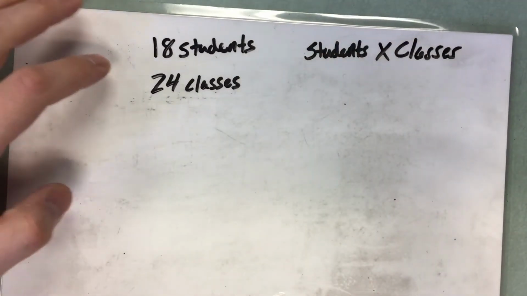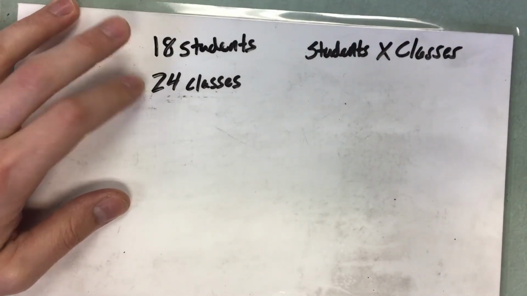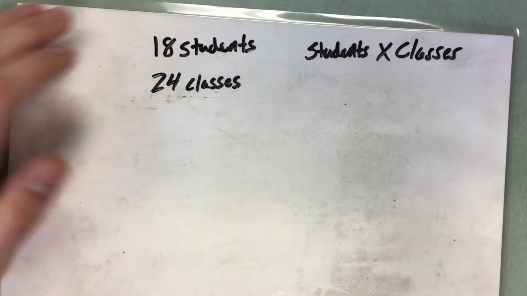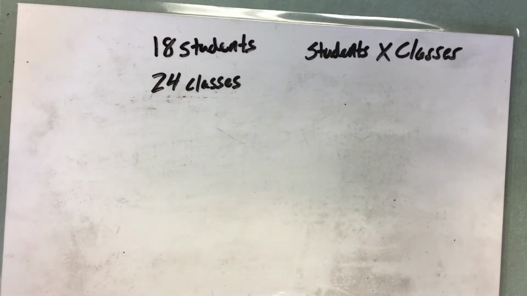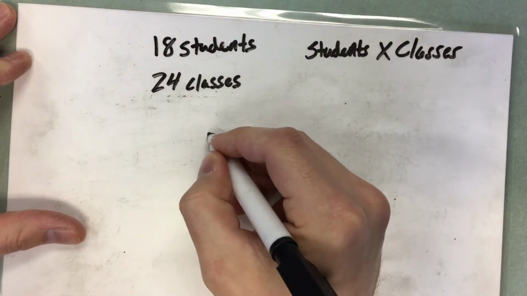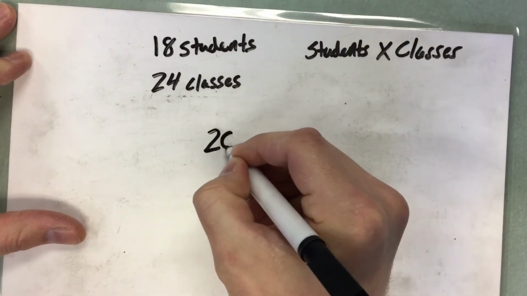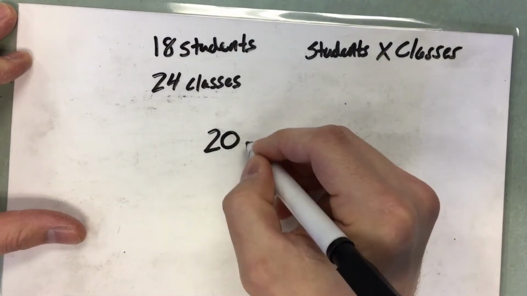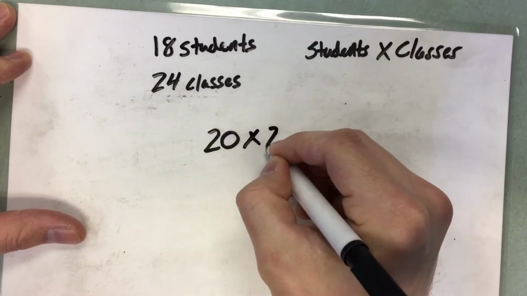Now looking at my numbers 18 and 24, those are two harder numbers to multiply together. So I want to make them more friendly. So I want to round them before I multiply to make them more friendly. So let's say 18 students, let's round that to about 20 students. So now I have about 20 students in each class, and I'm going to multiply that by about 20 classes.